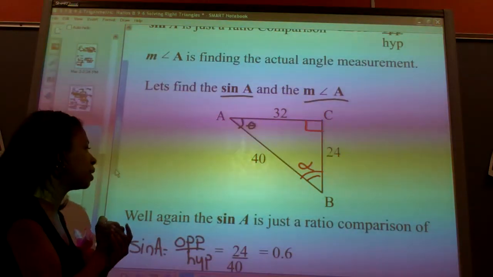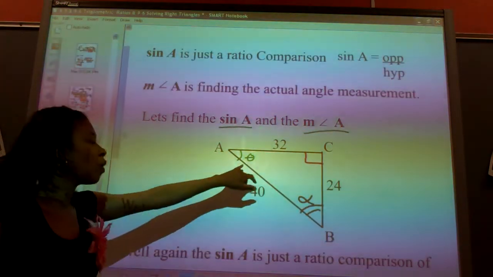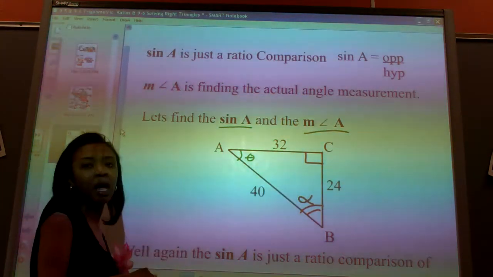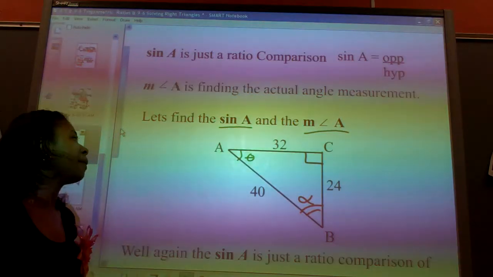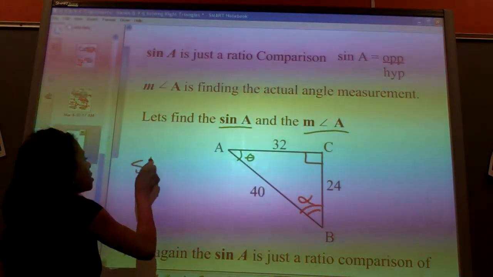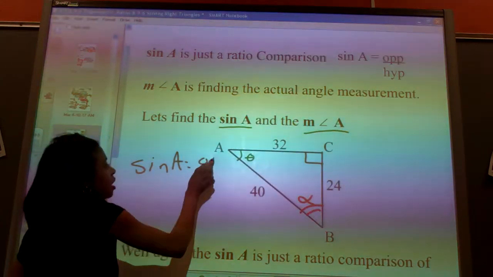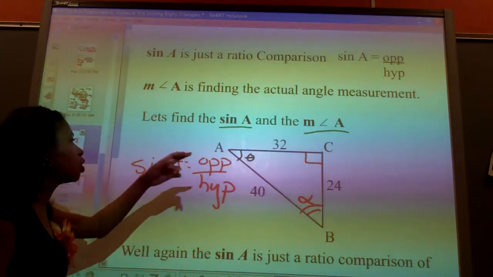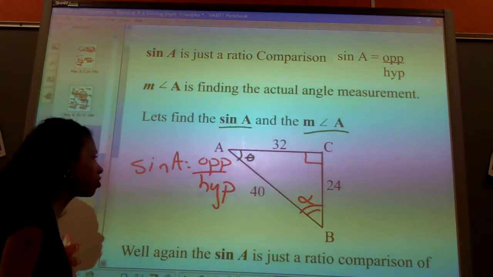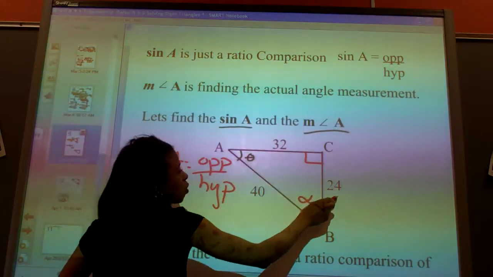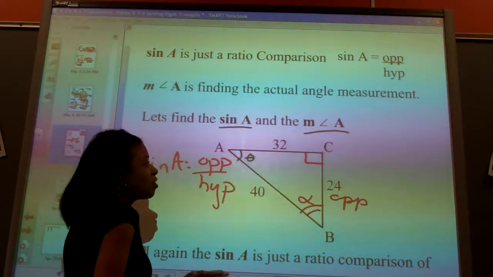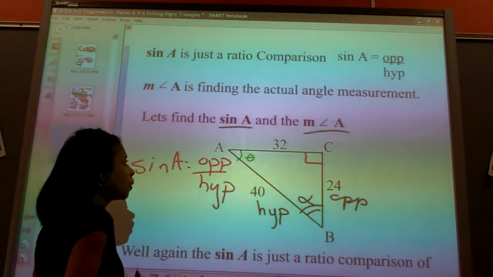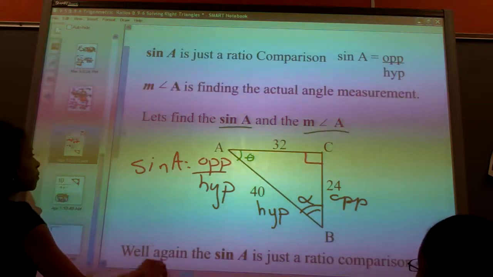Remember, the sine of A means to compare. So which angle am I referencing? I'm referencing angle A, and sine says if I want the sine of A, I'm doing the opposite leg over the hypotenuse. The question I'm thinking in my head is, which leg is opposite in reference to theta? The leg opposite is going to be the 24. The hypotenuse is across from the right angle, so the 40 will be the hypotenuse.